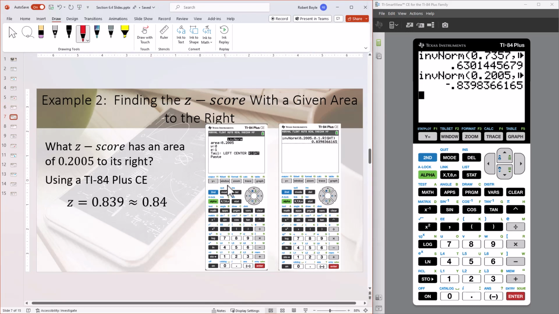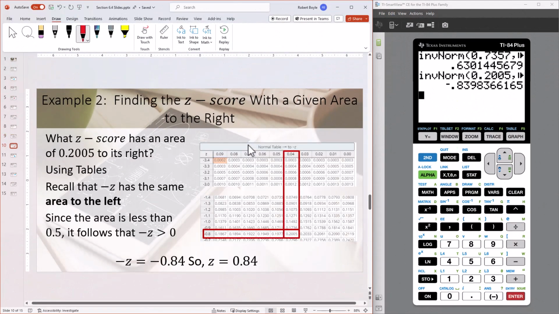Now, if you actually have the newer TI-84 Plus CE, you can actually specify right, center, and left. If you have the TI-84 Plus, it only does left. So what you have to do is, once again, realize that when you're looking for the area to the right, you take that value and you change the sign.